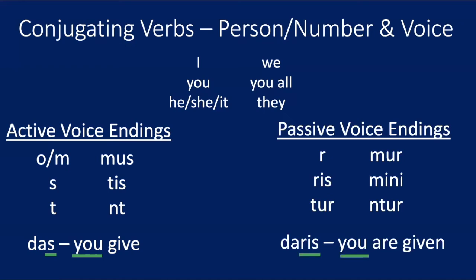And if you need a refresher as to what the passive voice is, the passive voice is when the subject is not doing the verb. So if you look over at das, you give. You are the one doing the giving. Whereas with daris, you are given something by someone else. So someone else is really doing the giving, even though you are the subject.